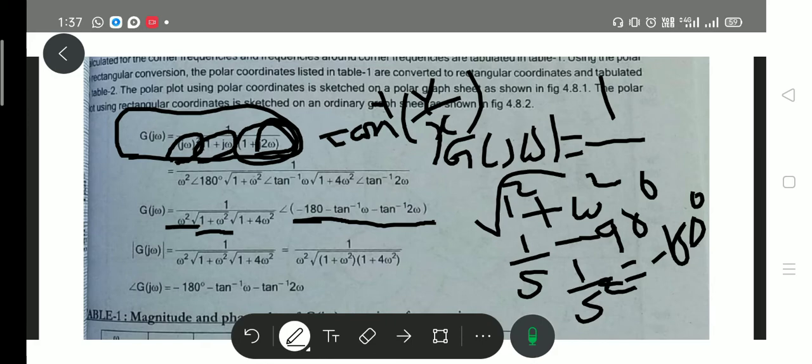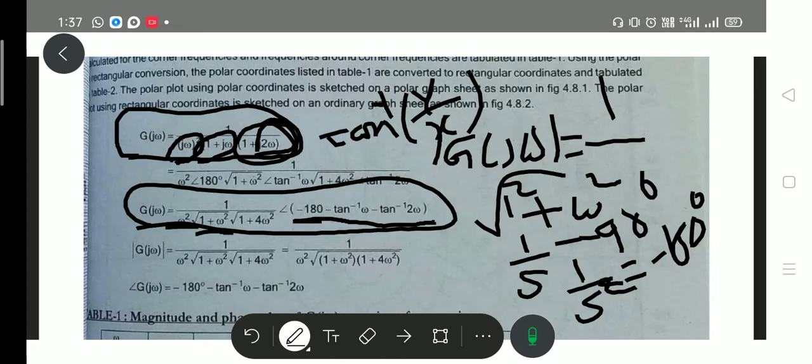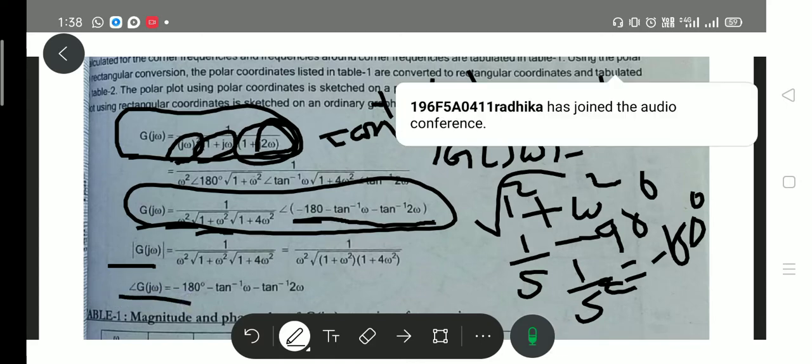I am separating the magnitude and phase here. Mod of G(j omega) is equal to 1 by omega square into the square root of (1 + omega square)(1 + 4 omega square). This is the magnitude of the system, and the phase of the system is minus 180 degrees minus tan inverse of omega minus tan inverse of 2 omega. This is the phase of the system.